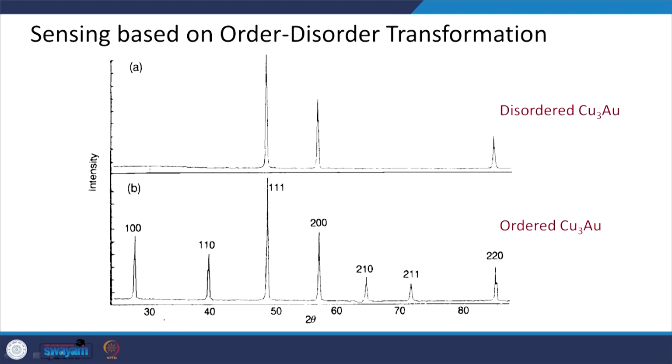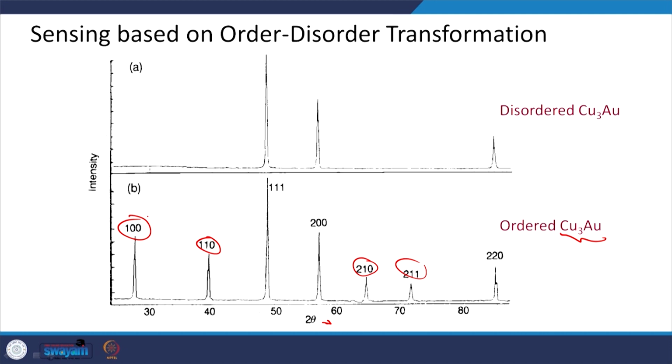Let us say one case, sensing based on order-disorder transformation. I have this Cu3Au compound, where you can see the diffracted peak positions as a function of 2 theta. These are the XRD patterns, and when it becomes disordered, these peaks disappear. So, what it essentially means is that you can use it for sensing applications.